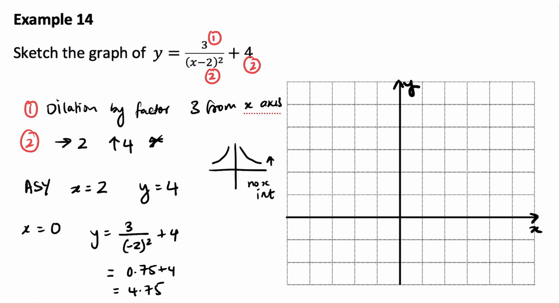So we have one at 2, one at 4. Just because of the scale, I'll make my y go up by 2s. So this will be x equals 2, and this will be y is equal to 4. And I do know that my y-intercept is at 4.75. Because I'm going up by 2s, that means this should be 5. That means my y-intercept should be there.